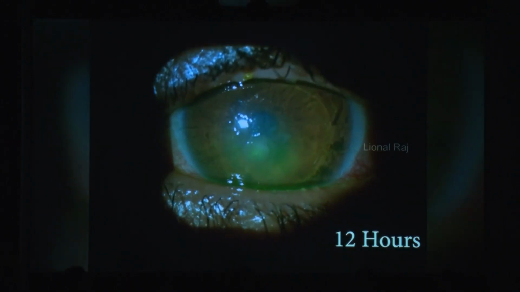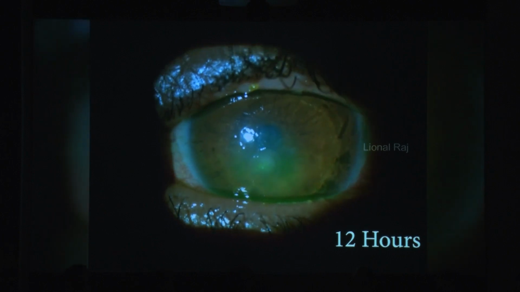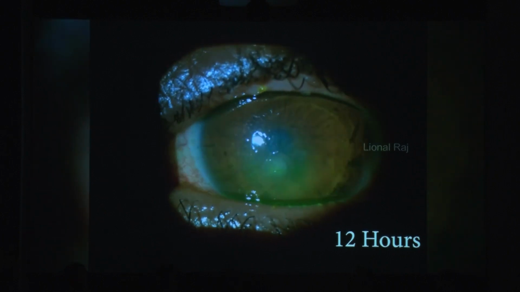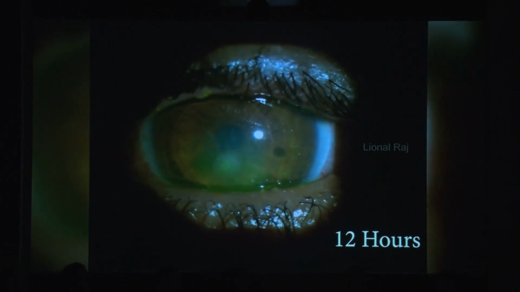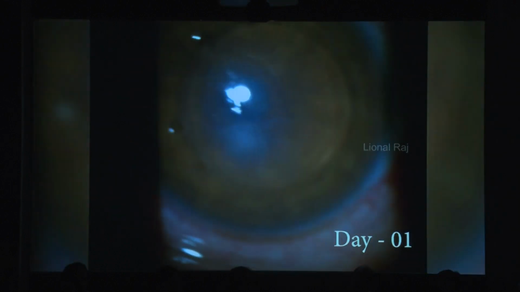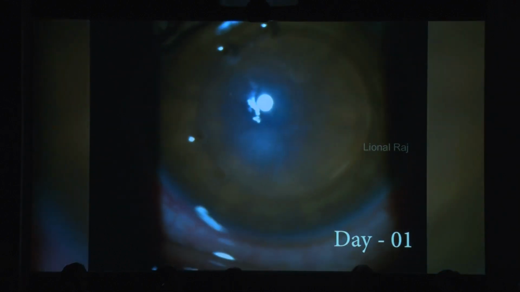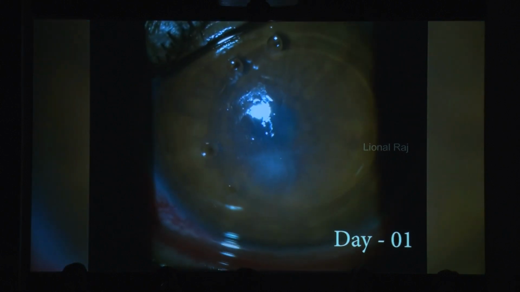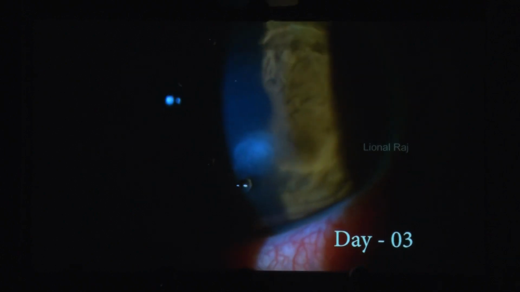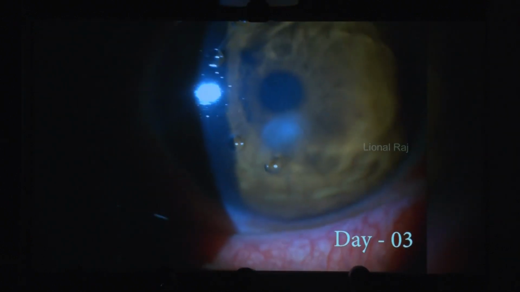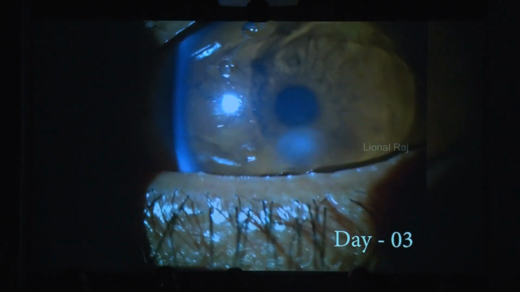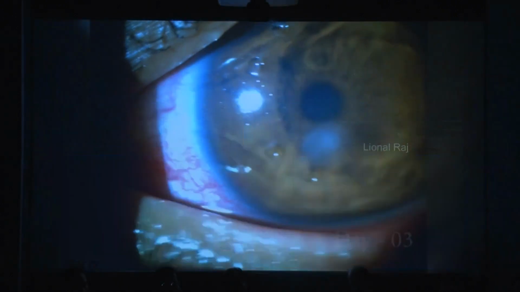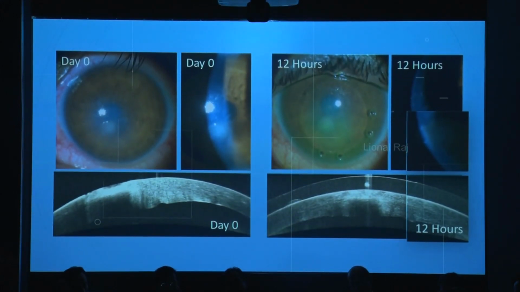The average resolution of infiltration by 12 hours was 0.66 mm, by day 1 was 1.27 mm and day 3 was 2.06 mm, which was significantly better in the first 3 days in the repository contact lens group. Hence, we recommend the treating physician to decide whether or not to continue the contact lens after 3 days based on the clinical signs.